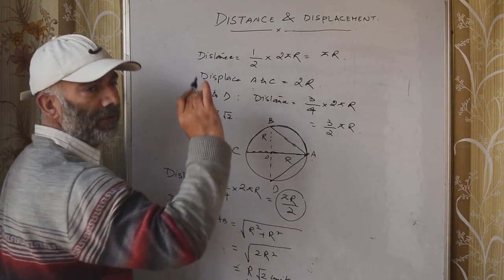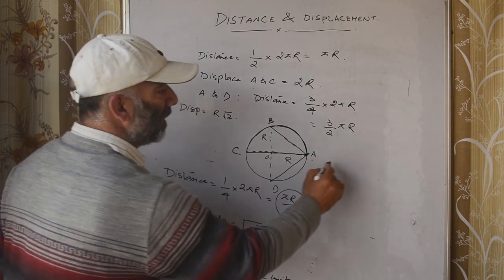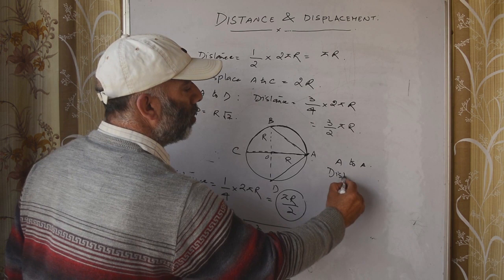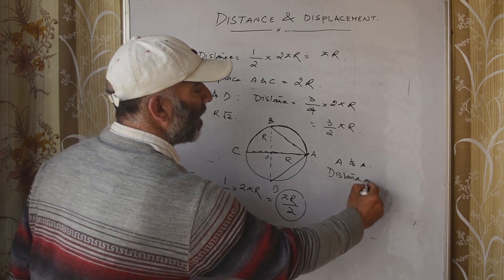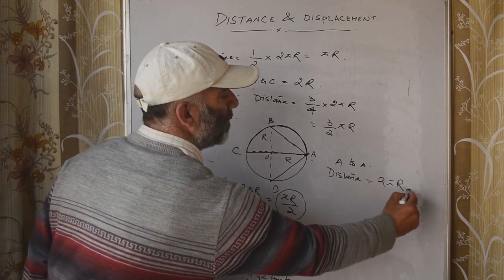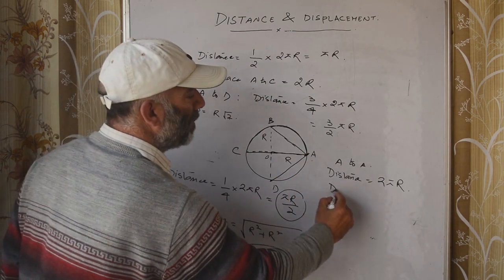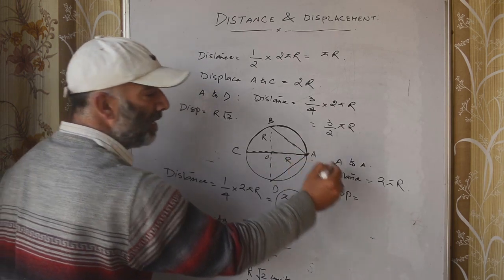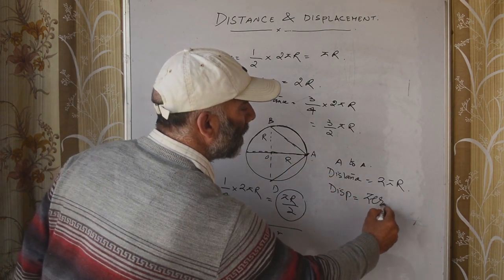And think about it, if a particle or a body moves from point A and finally reaches the point A, how much is the total distance? A to A. Distance will be equal to the circumference, that is equal to 2 pi times R. And displacement will be equal to zero, since the initial and final positions coincide. So displacement will be equal to 0.